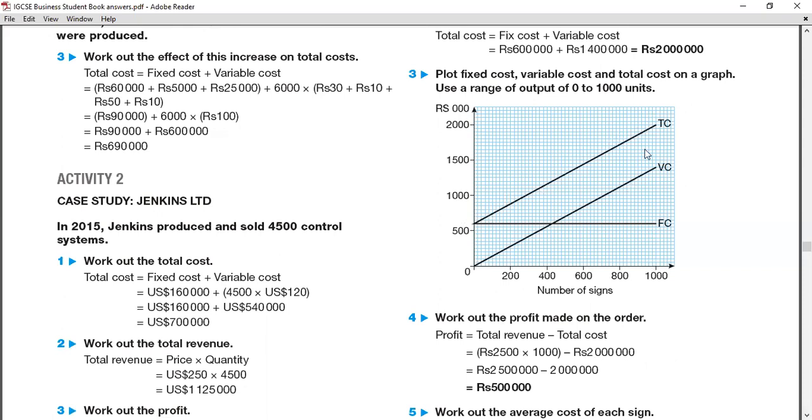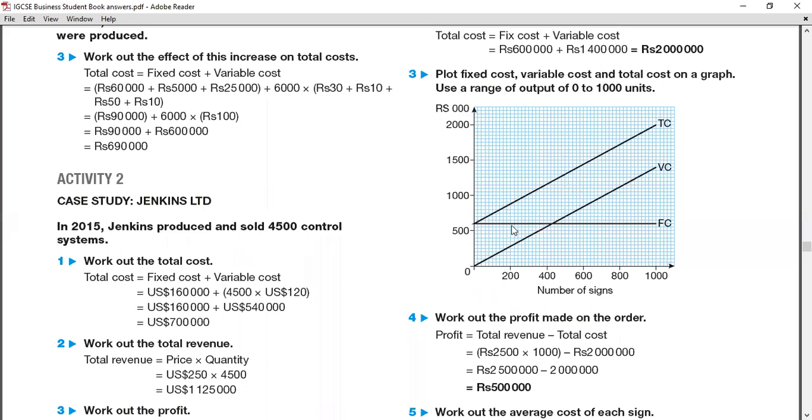You can see the total cost and the total variable cost go parallel to each other. That's because the difference between these parallel lines is the fixed cost. You can see that, and this gap represents the fixed cost.